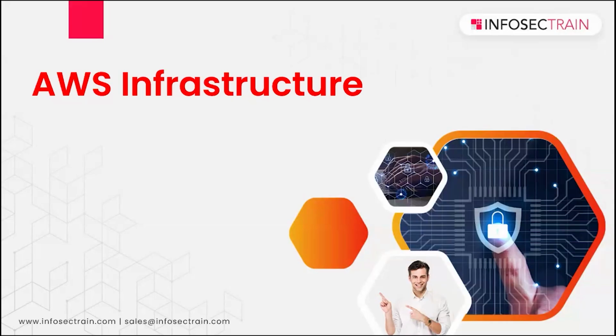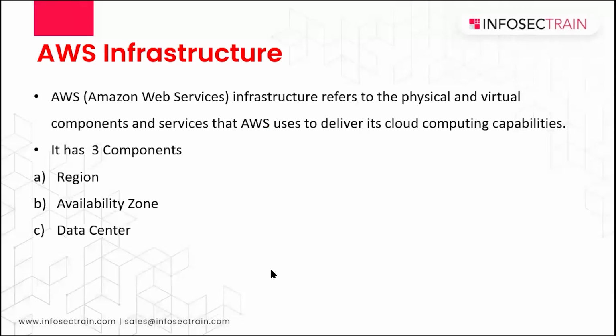Now let's talk about AWS infrastructure. AWS is a service which is present across the globe and has a footprint in various countries, but how are they able to achieve that? Using their AWS infrastructure. So let's try to understand the basic components of the AWS infrastructure which make AWS a global service. It consists of three components: region, availability zone, and data center.